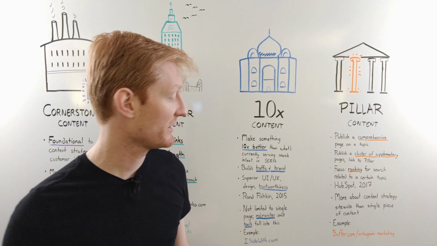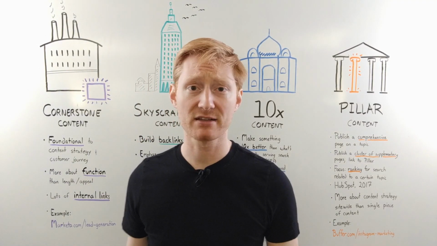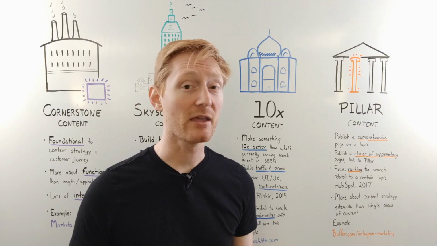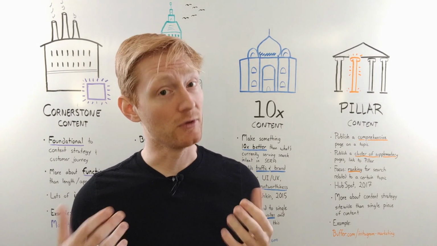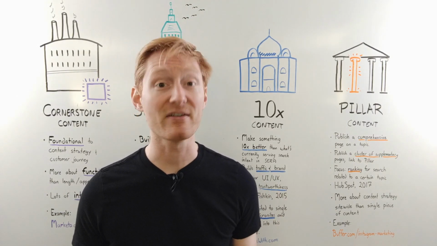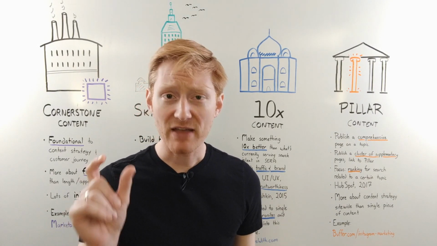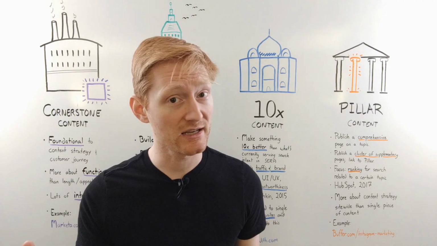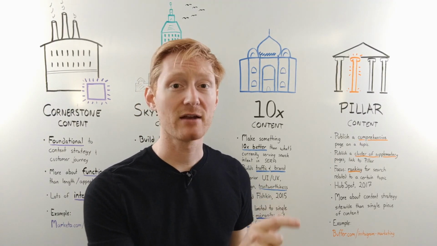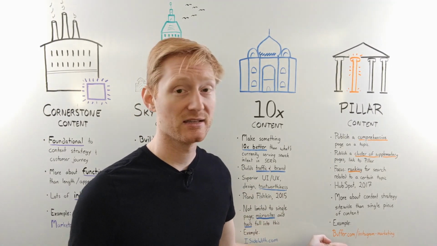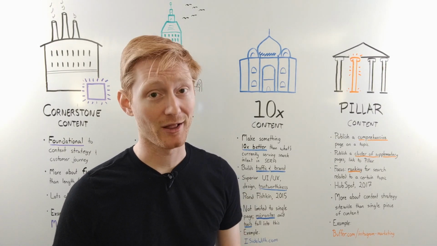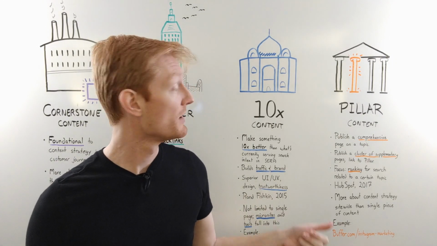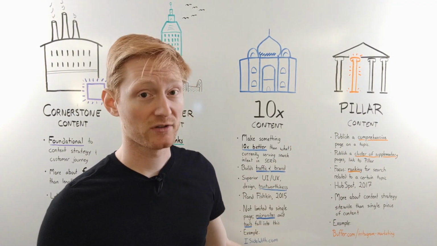A great example of pillar content is on buffer.com. Buffer wrote the definitive guide to Instagram marketing, and then they went through their blog, and if you read Buffer's blog, you know that they have a ton of content. And they found every article that was about Instagram marketing or referred to Instagram marketing and linked that article back to their guide to Instagram marketing. And now they rank very well for search surrounding Instagram marketing. It's a great example of how the pillar page or pillar content has worked for them, and it can work for you too.